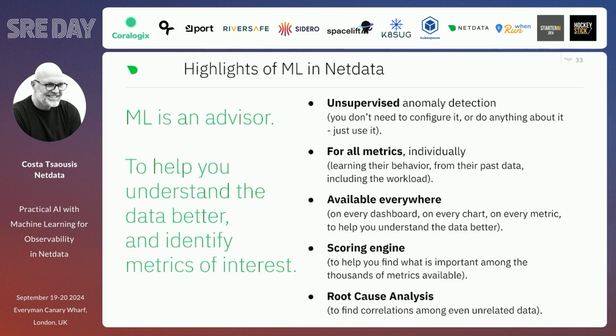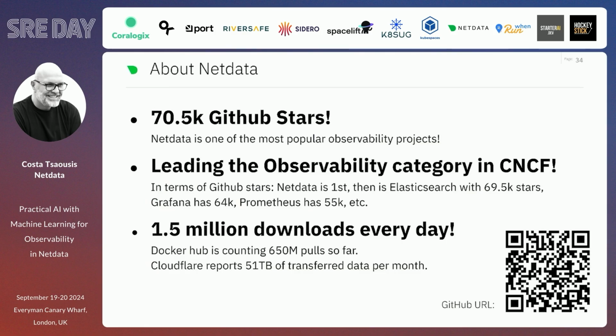What are the highlights? In Netdata, machine learning exists and is across the board for everything. It is totally unsupervised. It doesn't need any feedback from you. It works for all metrics, all charts, all dashboards. It's available on all charts, so you can work with anomaly rate everywhere. We have root cause analysis embedded into the tool based on anomaly, and this is made because we added a scoring engine.